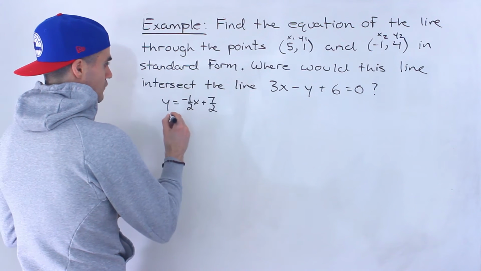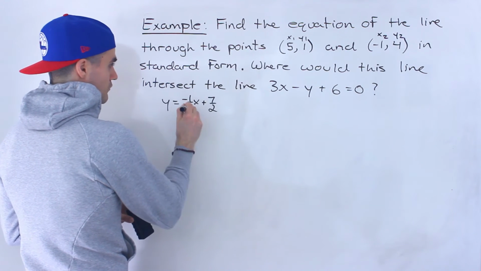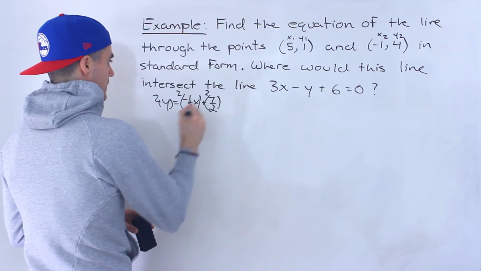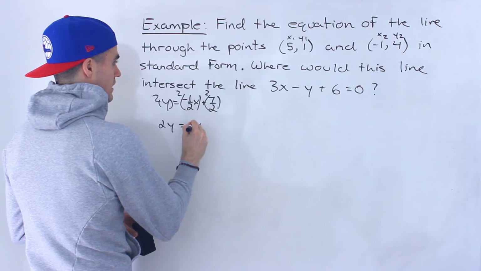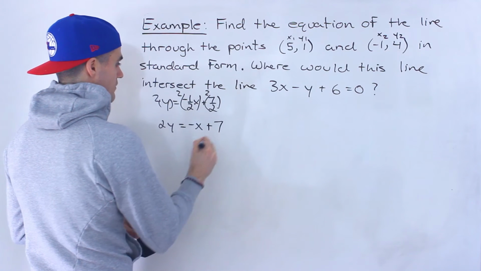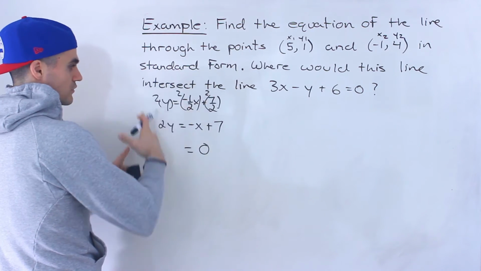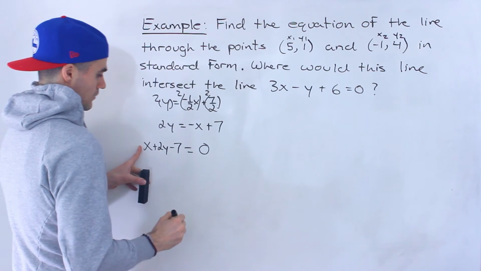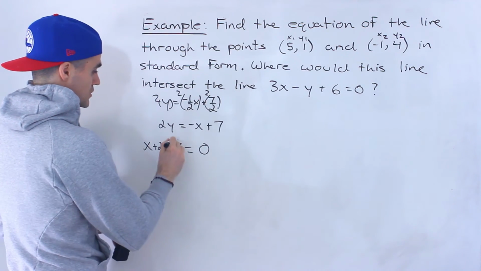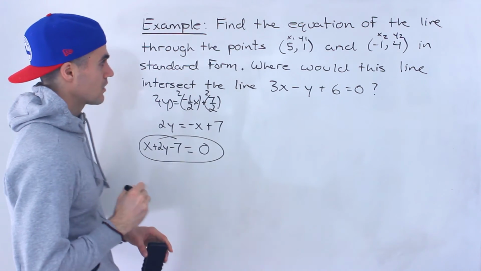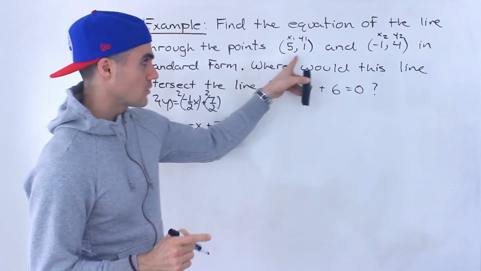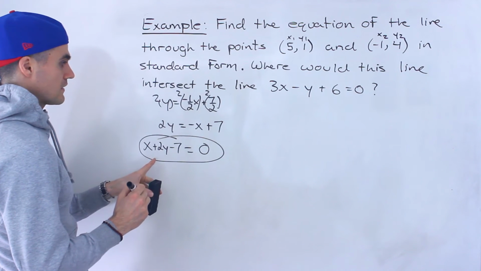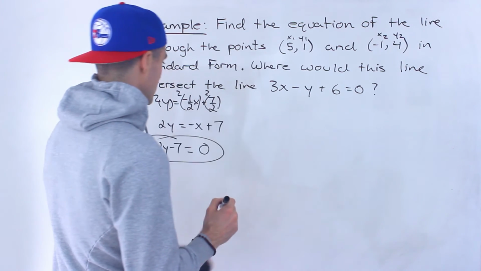Now, to put it in standard form, we multiply everything by 2 to get rid of these denominators. So we would have 2y = -x + 7. So bring everything over. We want to have the x in front, and we want it to be a positive leading coefficient. So this would be the equation right here of the line in standard form that goes through those two points. So now we have to find the intersection between this line and this line.